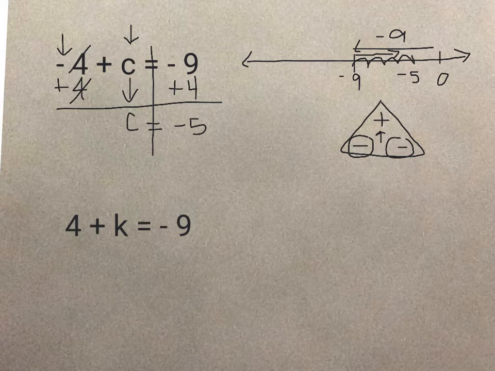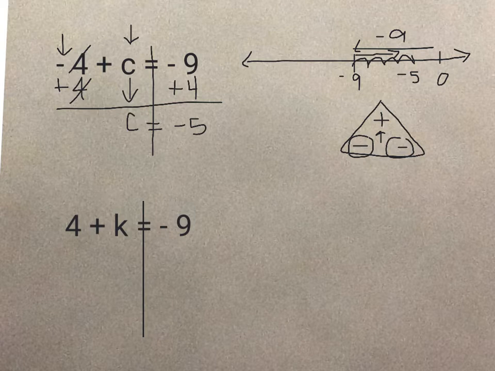So now let's look at 4 plus k equals negative 9. Similar problem, only the signs are different. Pause the video and try it on your own. Okay, so now let's again draw a line down the equal sign to represent the middle of the equation. Let's draw a line there.